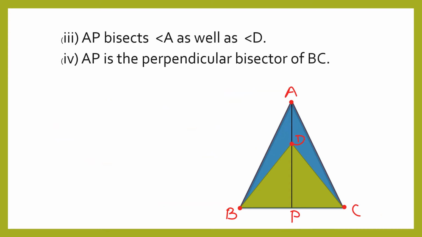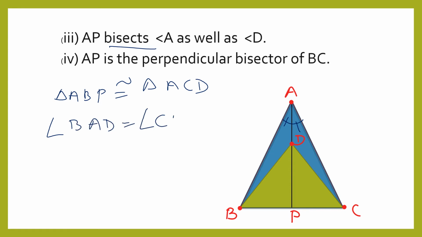Let's check the third part. AP bisects. Now let us recall the term bisects. Bisects means that line segment AP divides the angle A into two equal measures. So can you now write AP bisects angle A? Yes, since we have already shown that triangle ABP is congruent to triangle ACP, we can write angle BAP is equal to angle CAP. The concept is CPCT, corresponding parts of congruent triangles. And in the fourth part, AP is the perpendicular bisector of BC.